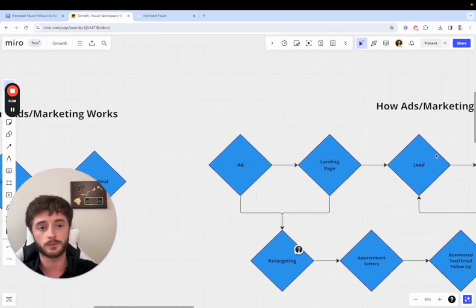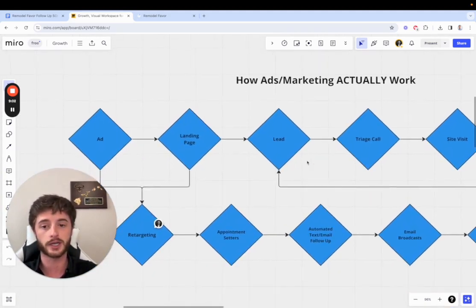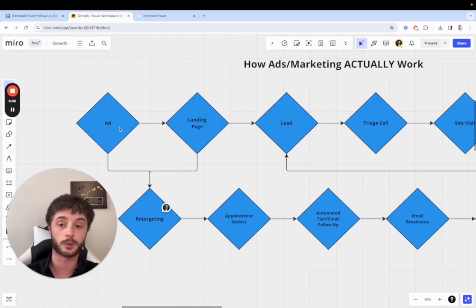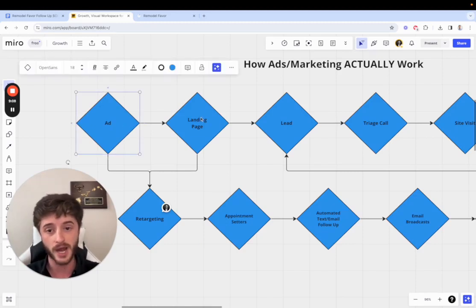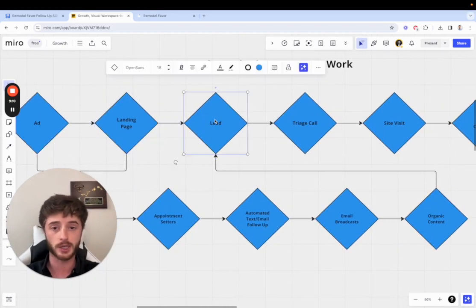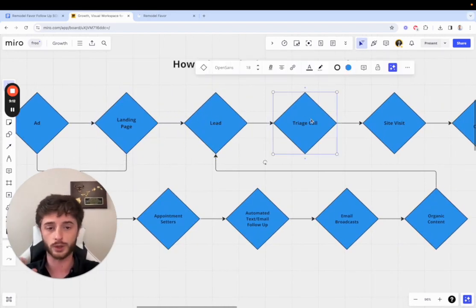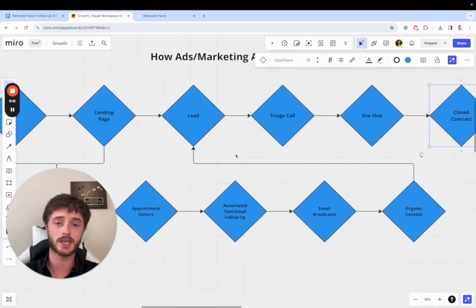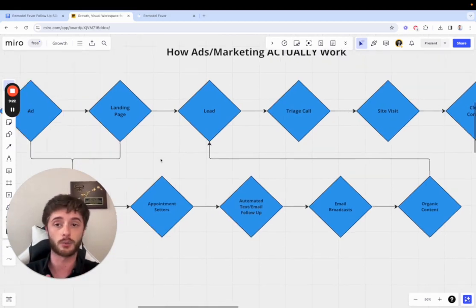All right. And so this is how ads and marketing actually work. So you'll have some scenarios, which honestly will be great, where they're coming from an ad, they see your landing page, they become a lead, you do a little qual or triage call, and then you do the site visit, and then you eventually close a contract. That's the best case scenario. But especially with today's competitive market, we have to prepare ourselves to do a lot more than this.